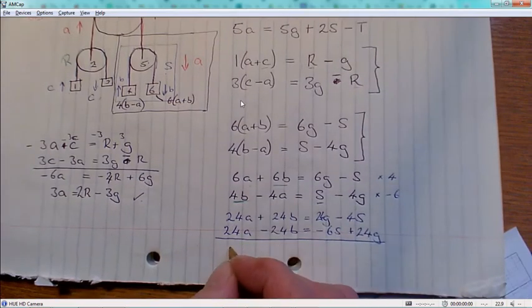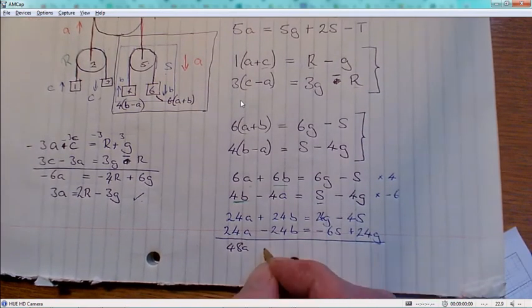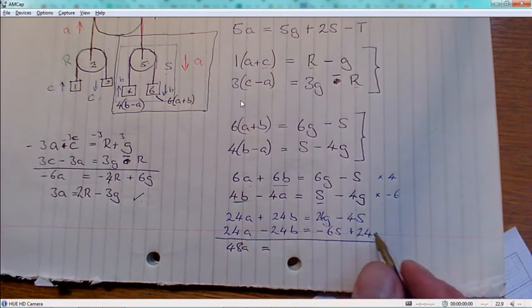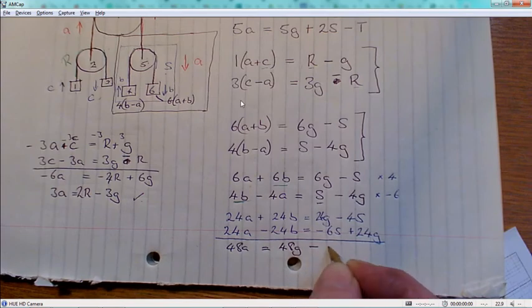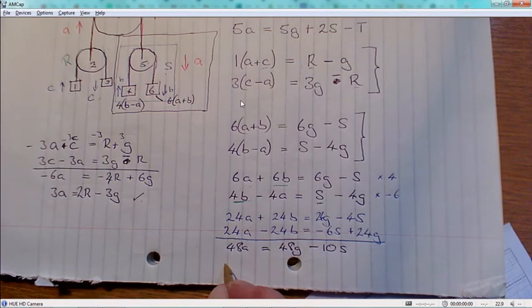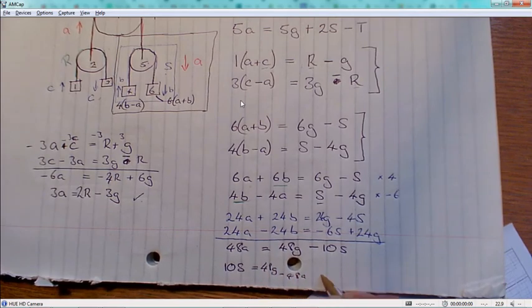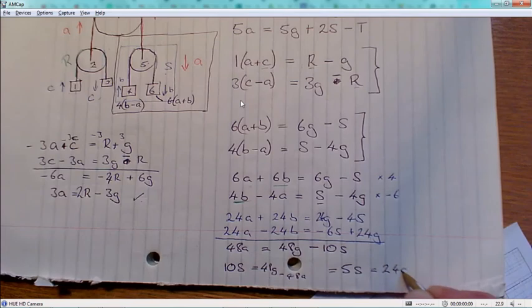So that leaves us with 48A is equal to 48G minus 10S. So 10S is equal to 48G minus 48A. 5S is equal to 24G minus 24A.